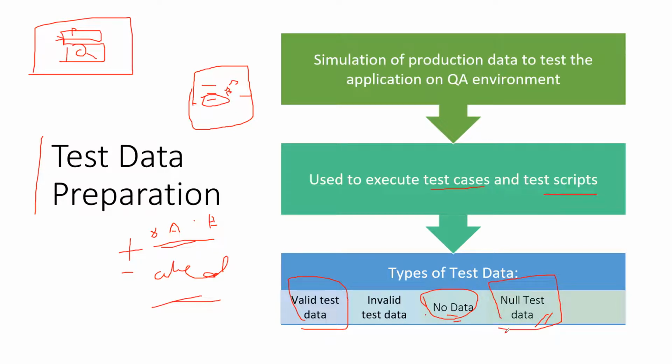Understood the difference between no data and null test data? Giving an empty value in a database and testing is called null test data. Giving an empty value in your application and testing is called no data. Understood? So this is how we'll be performing our test data preparation. Any questions here? Okay, we'll move to the next one.